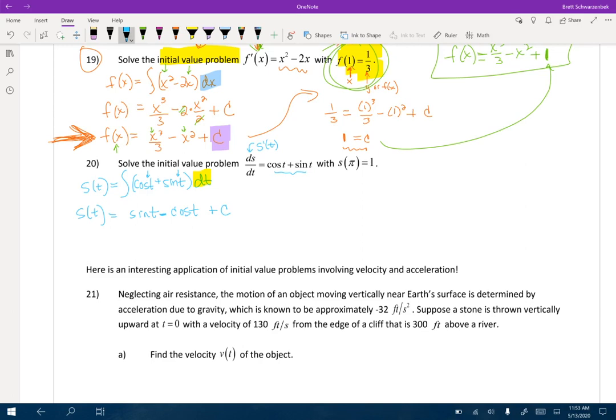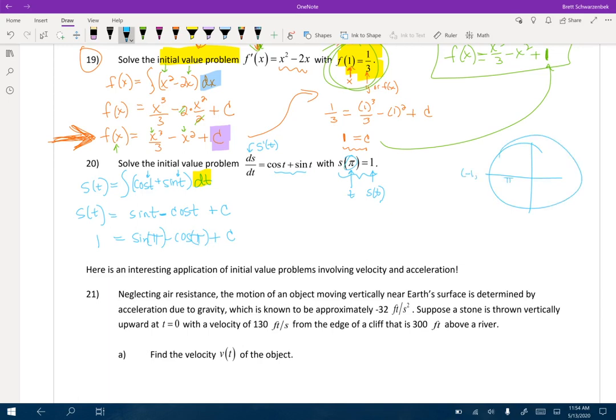So remember, be careful here. This is going to be our value of t, and this is going to be our value of s of t. So we're going to get 1 is equal to the sine of pi minus the cosine of pi plus c. So I'm going to put parentheses here to show that I subbed pi into the equation. So just a reminder, on the unit circle, pi is located here at negative 1, 0.